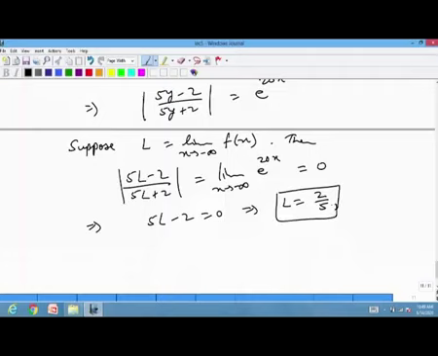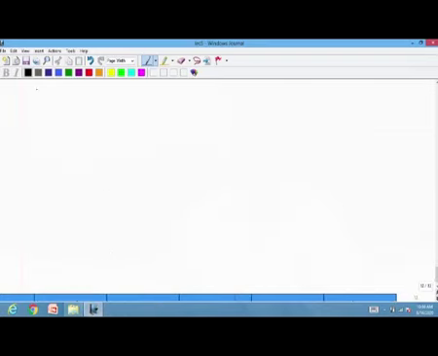So, the limit as x tending to minus infinity of f of x is equal to 2 by 5. Let us do problem number 3.